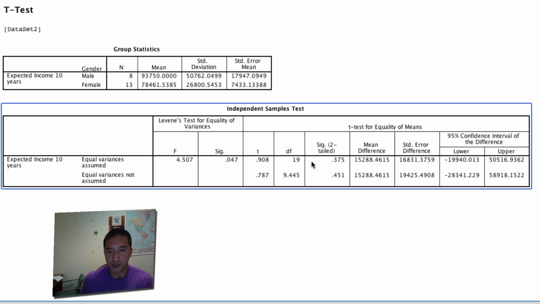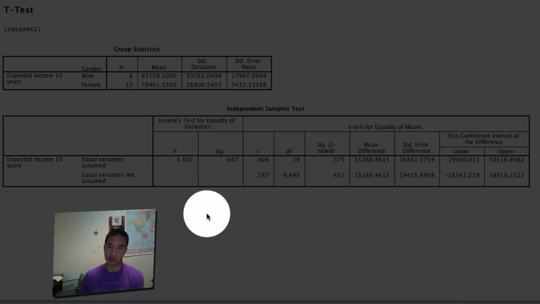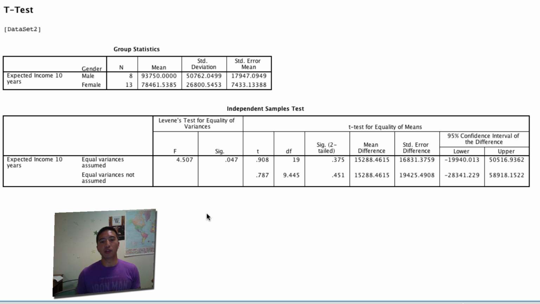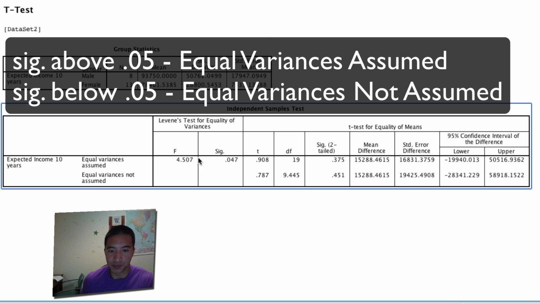You'll have two different rows here. Equal variance is assumed and equal variance is not assumed. In order to decide, you will look at the significance value. If your significance value is above 0.05, then you will stay with this row, equal variance is assumed. If it's below 0.05, as it is in this case, you will go down one level to equal variances not assumed.